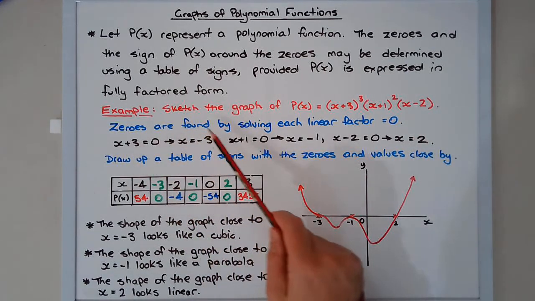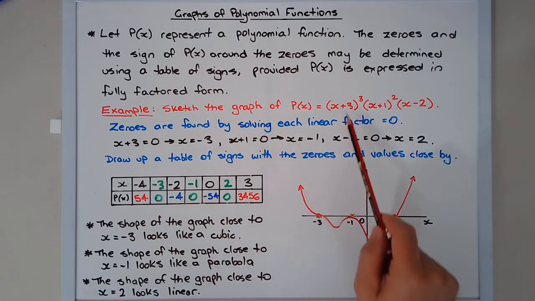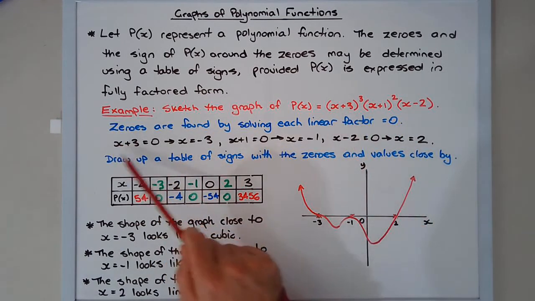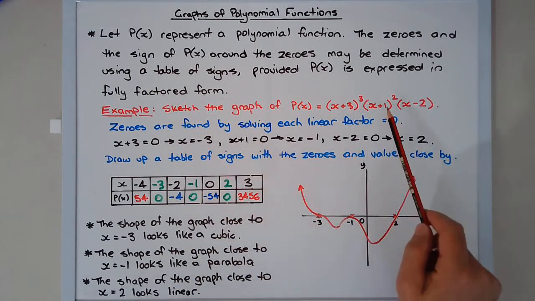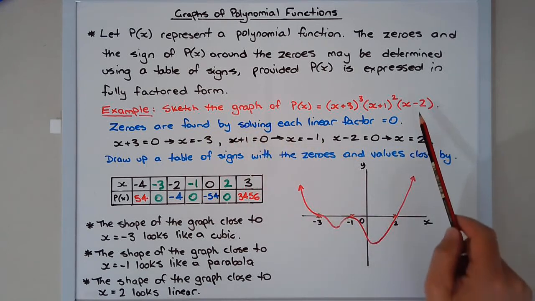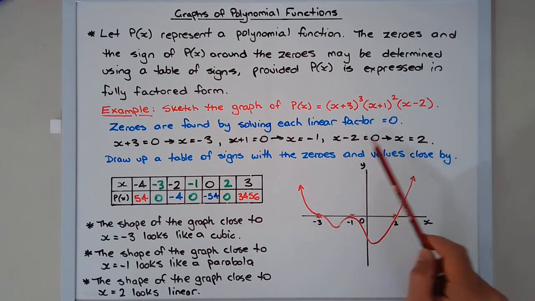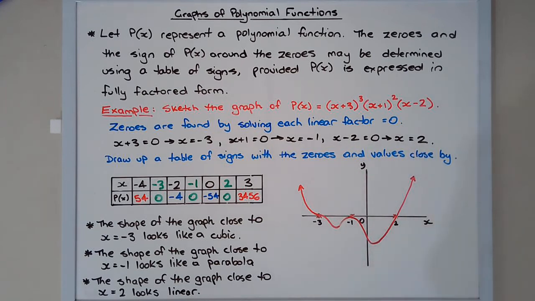The zeros are found by solving each linear factor equals 0. So our first linear factor is x plus 3. So x plus 3 equals 0, and the solution to that is x equals negative 3. Our next linear factor is x plus 1 equals 0, and the solution to that is x equals negative 1. And our third linear factor is x minus 2 equals 0, and the solution to that is x equals 2. So these are our three zeros, negative 3, negative 1, and 2.